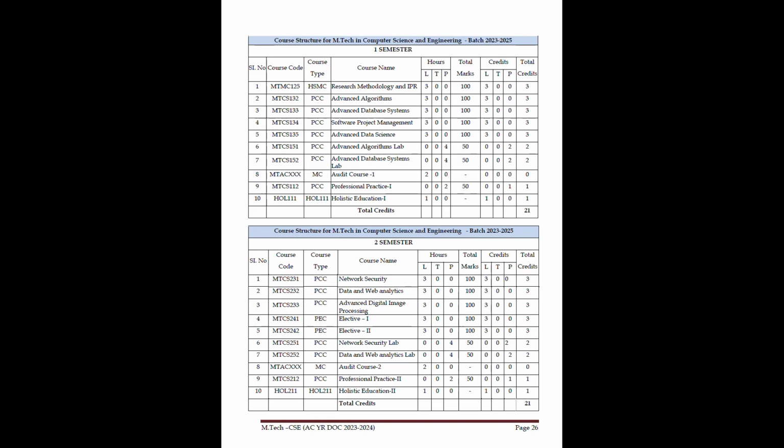Now we have 2 labs. The labs are advanced algorithms lab, which carries 2 credits and 50 marks, and advanced database systems lab, which also carries 2 credits and 50 marks.